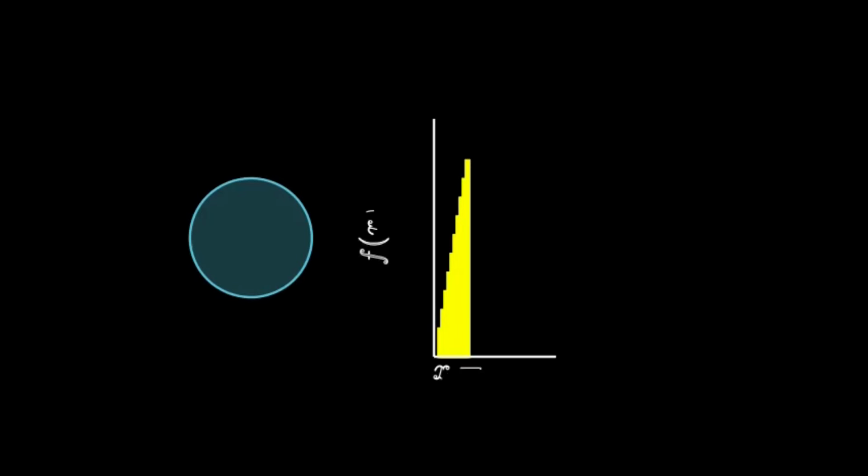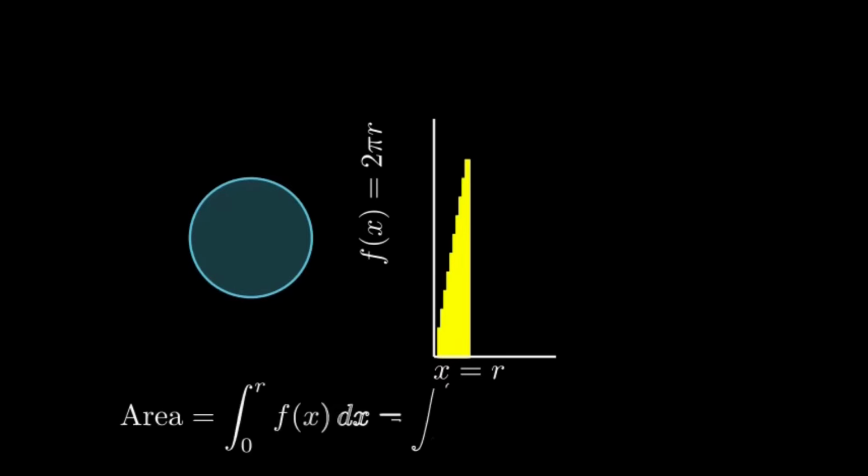If you're familiar with calculus, there's yet another approach. By integrating the circle's circumference, which is 2 pi r, from 0 up to the radius, r, we essentially sum up the lengths of all the rings from the center to the edge. This also gives us pi r squared as the total area.